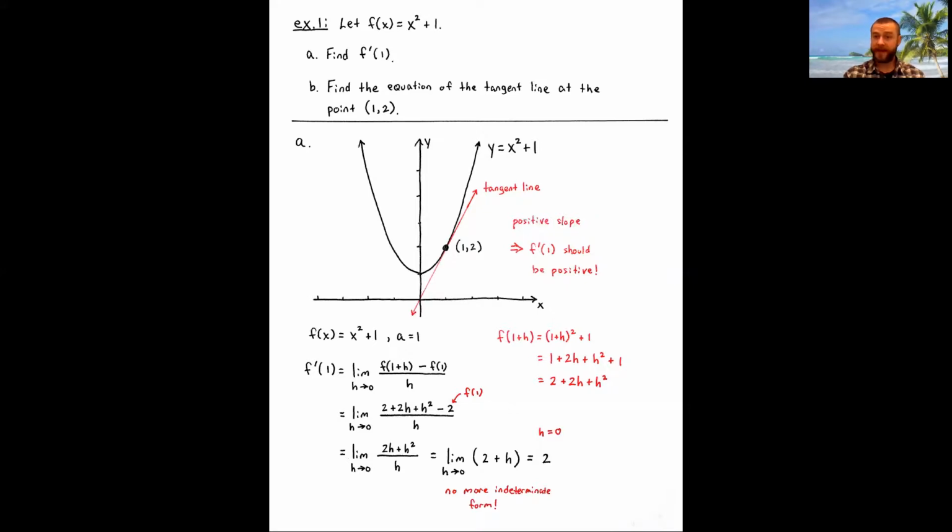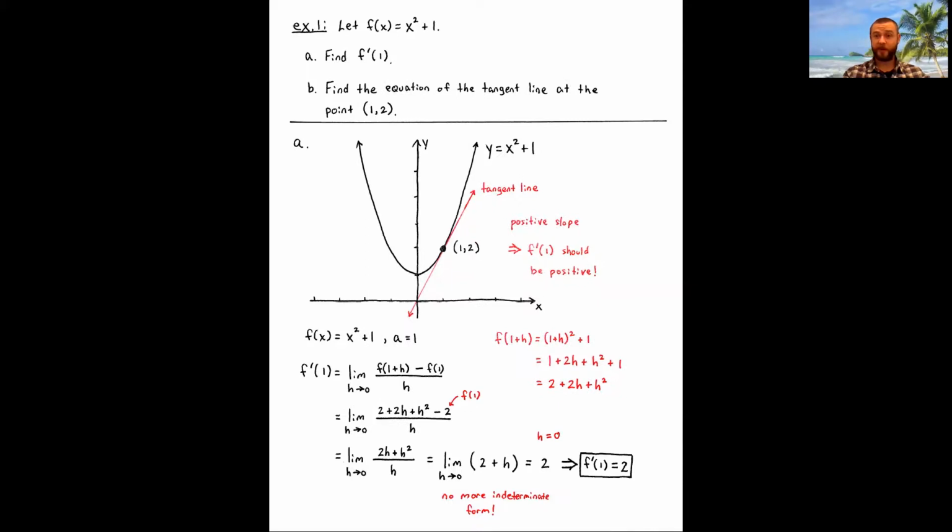All right, so that pretty much does it for part A. We can now say f prime of 1 equals 2. More importantly, 2 is the slope of our tangent line. Now, with all that work done, we can easily answer part B. We have a point given, an x comma y, 1 comma 2, and we just calculated the slope, 2. So we're pretty much done.